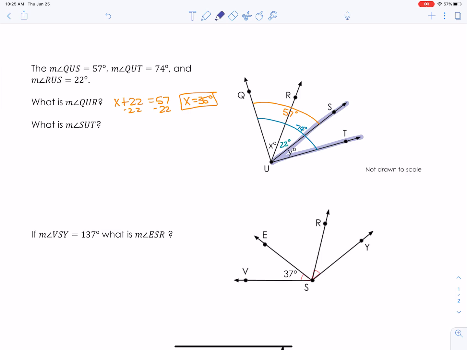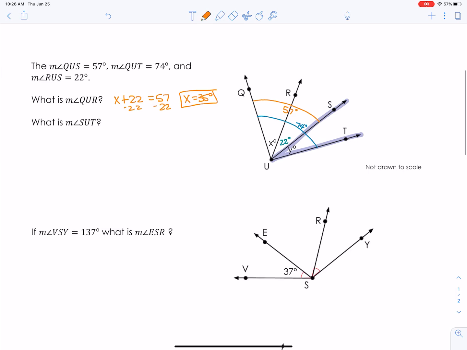The measure of angle SUT can be thought of a couple of ways. So here's how I look at it. If I take 57 plus y, I would equal the whole thing of 74. So 57 plus y equals 74. You could also say this is 35, and you could say 35 plus 22 plus y equals 74. That's another way to look at this problem.